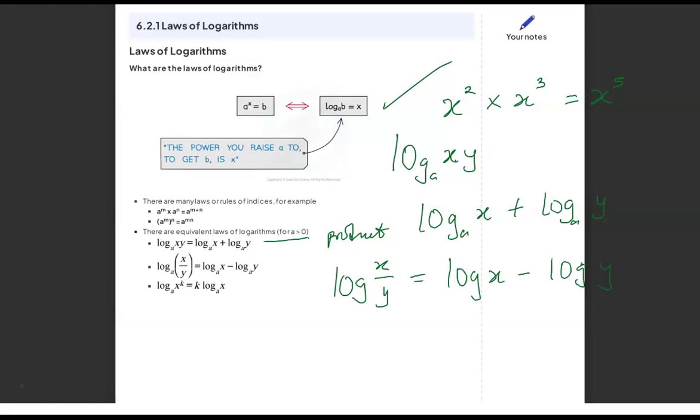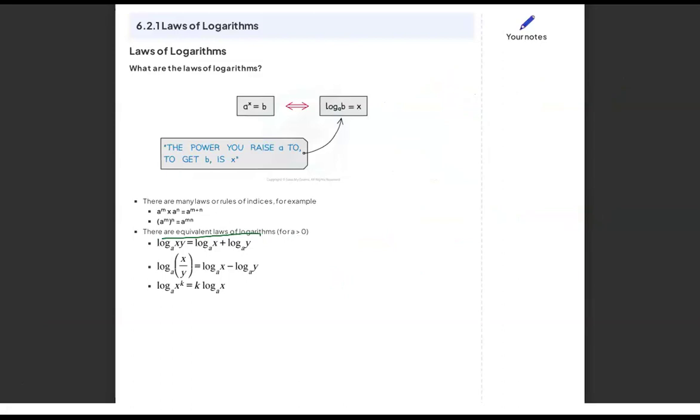You can put this one down. I told you about the other ones together. So these are the major rules for logarithm. You can put that one down for reference purposes.